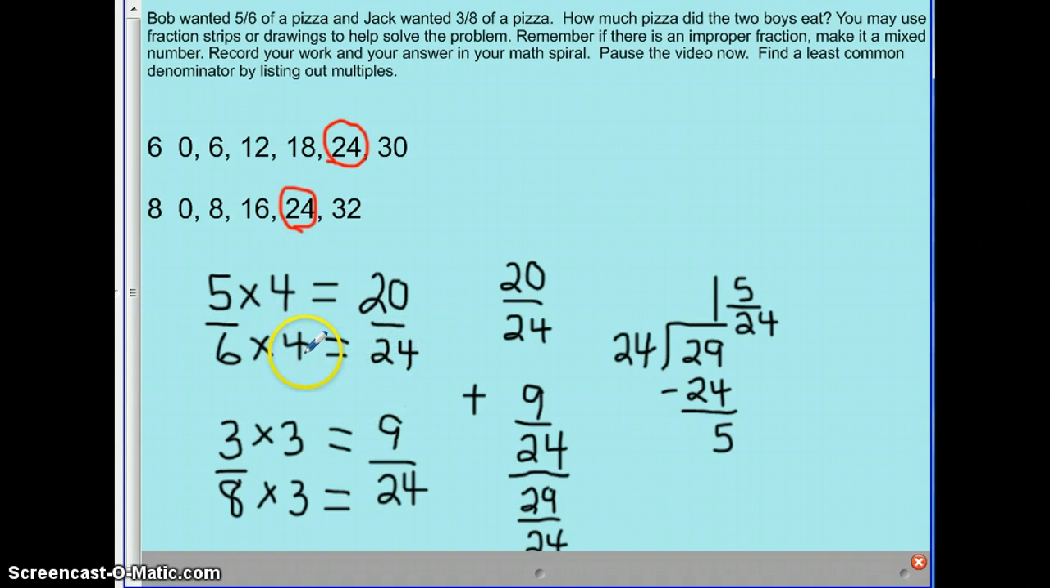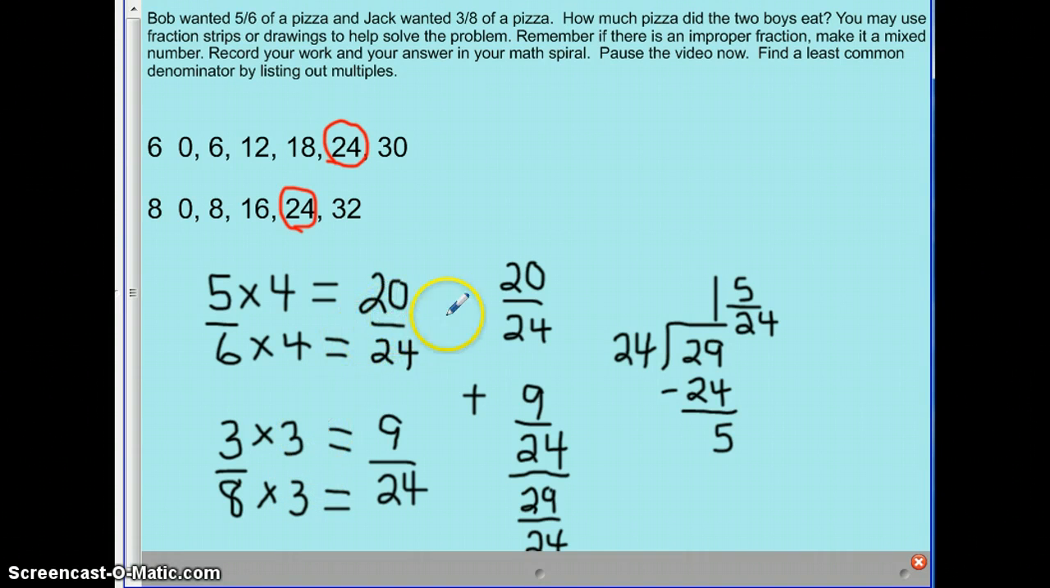The answer was 4. I multiply my denominator by 4, so I multiply my numerator by 4. Then I write 3/8, and across from this denominator I put 24. 8 times what equaled 24? Well, the answer is 3, so I multiply my denominator by 3, so I multiply my numerator by 3.